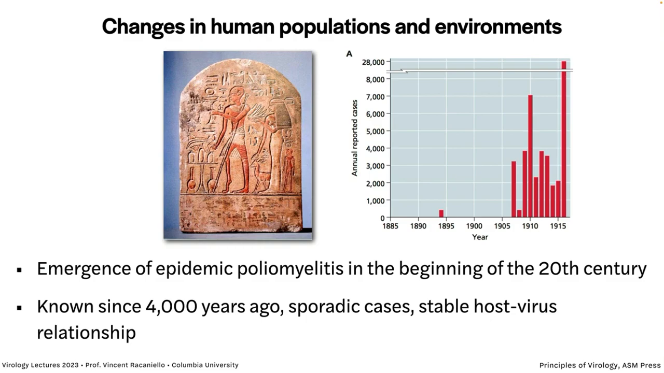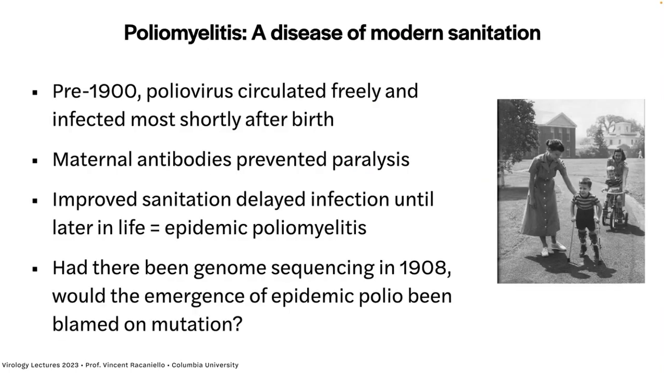So what happened here? Why did we suddenly see the change in epidemiology? So this qualifies as an emerging infection, right? It has a different pattern now. It's gone from sporadic to epidemic. So that's an emerging disease. Why is it? Well, we call it a disease of modern sanitation.